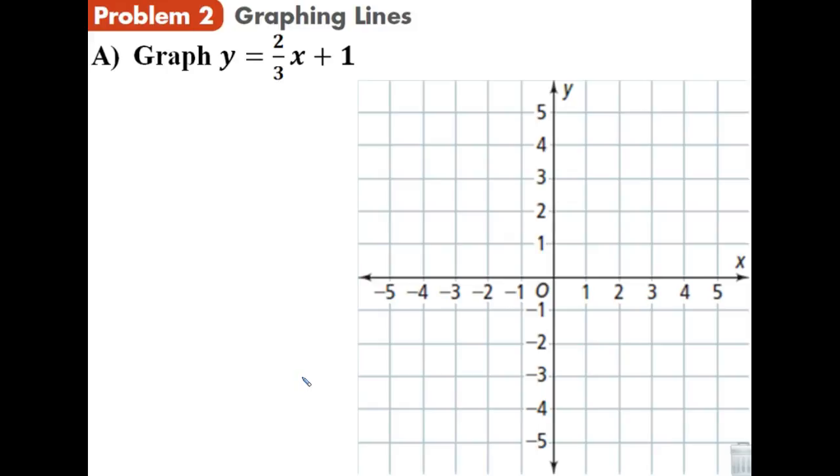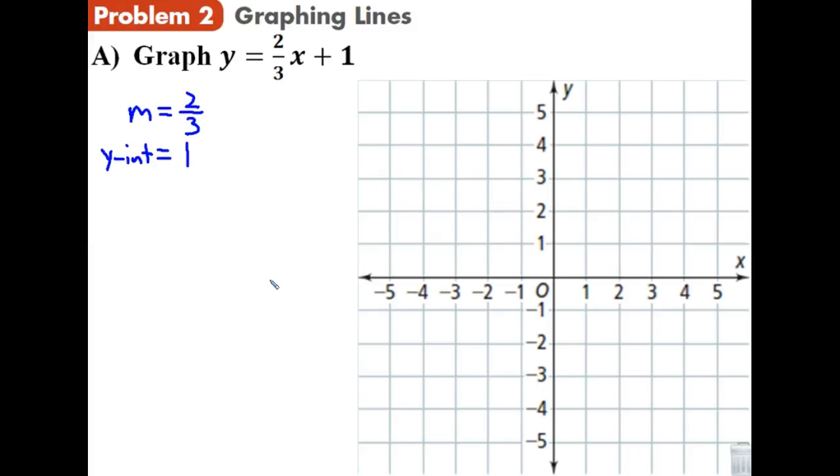Right, so let's look at using those equations. Problem 2, part A just says graph y equals 2/3 x plus 1. Here we're given an equation in slope-intercept form where I know my slope, my m is equal to 2/3. That's just the number in front of the x. And we also know the y-intercept, which is just a 1.